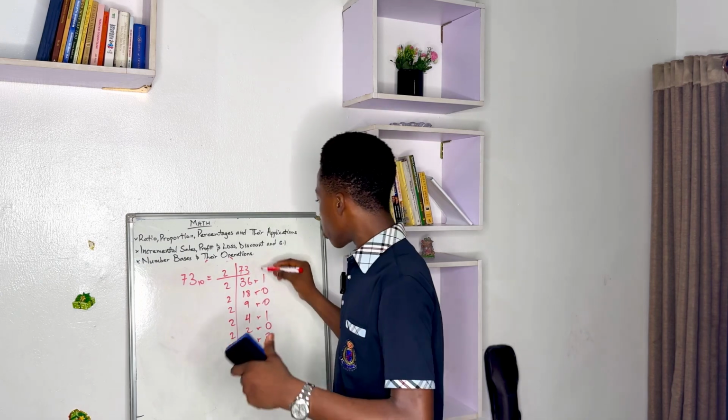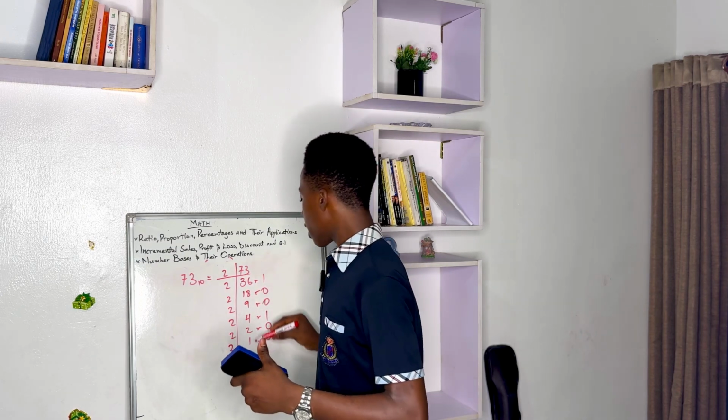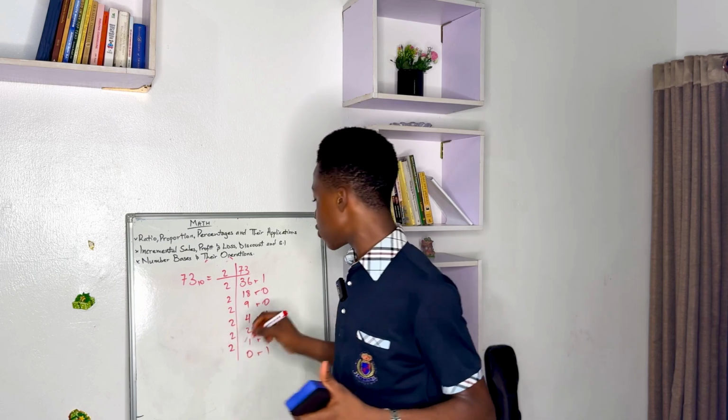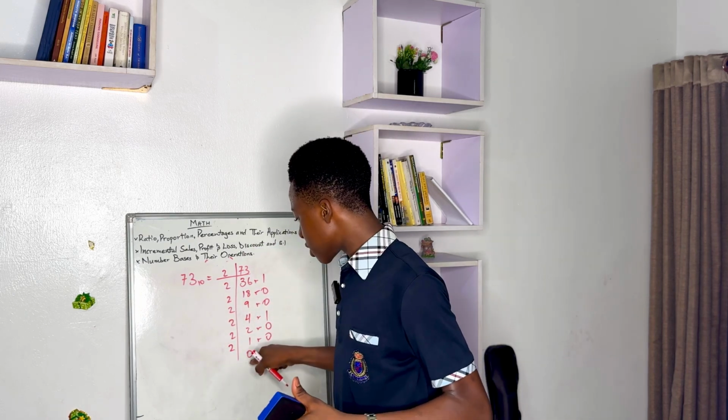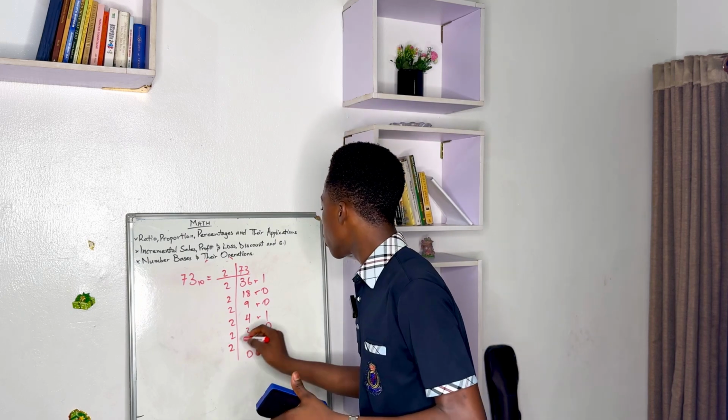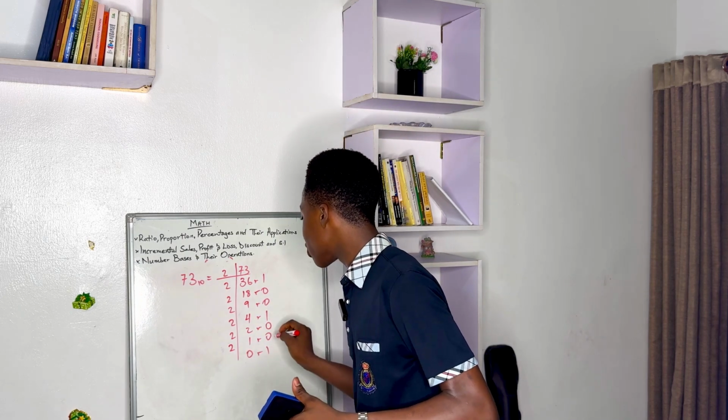Whenever the number you're dividing has reached 1, you still have to divide the number you're trying to change to the system by that 1. You mustn't stop there. You must end at 0. All right, so 2 can go in 1 0 times, with a remainder of 1.